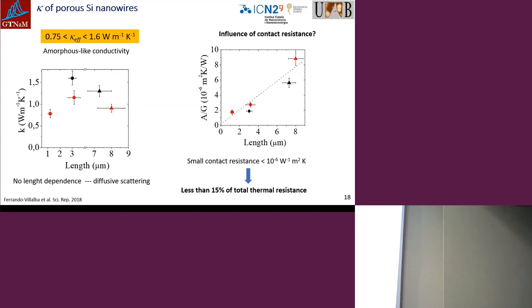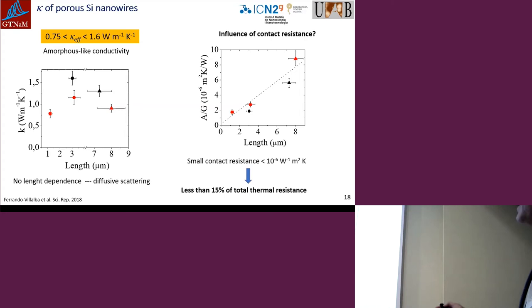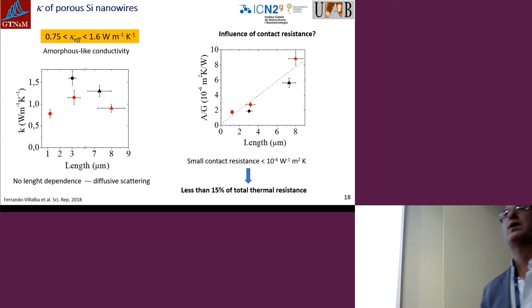If the contact thermal resistance was dominating thermal transport, we should expect to see something quite flat over here, because the thermal conductance would be dominated by the contact. Okay, but in this case we have a quite linear plot that is telling us that in fact they are proportional to the length, and this is telling us that the thermal contact resistance is not playing a dominant role. In fact, what we measure here within the uncertainty of those measurements is that the contact resistance is quite small, lower than 10 to the minus 6 meter squared per watt. And this is less than 50% of the total thermal resistance that we measure on our nanowires.